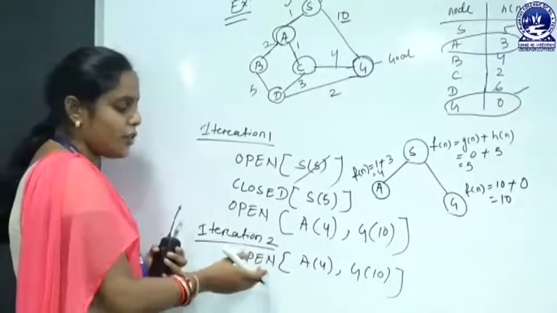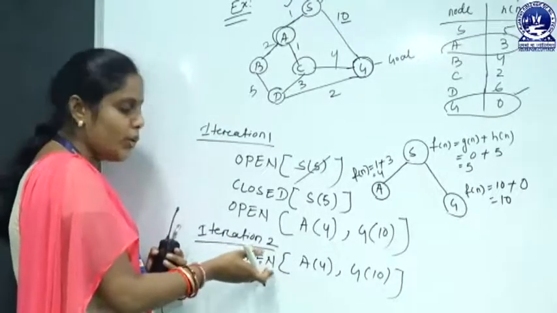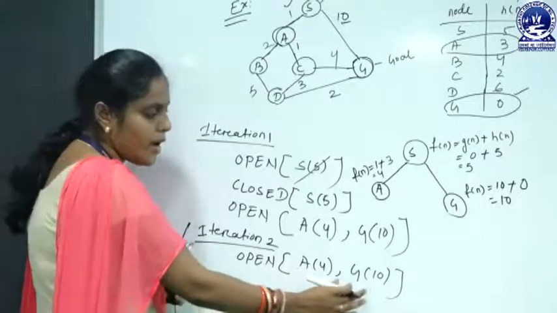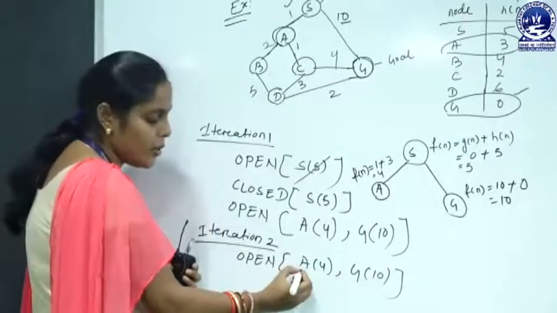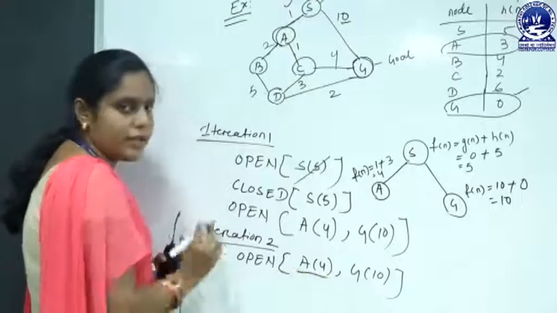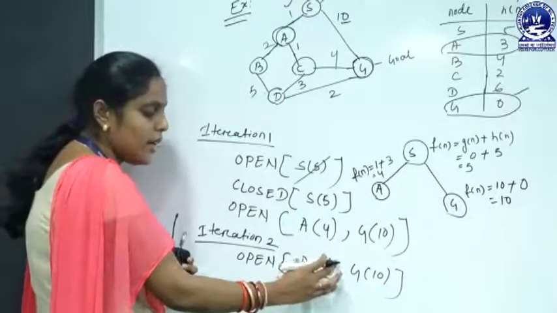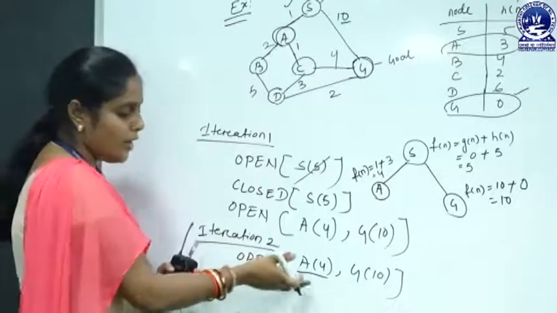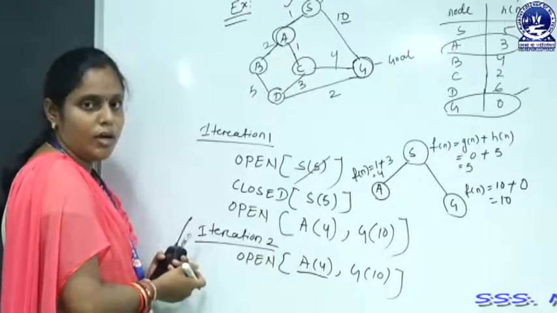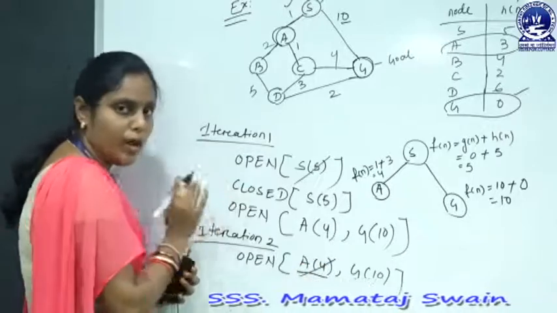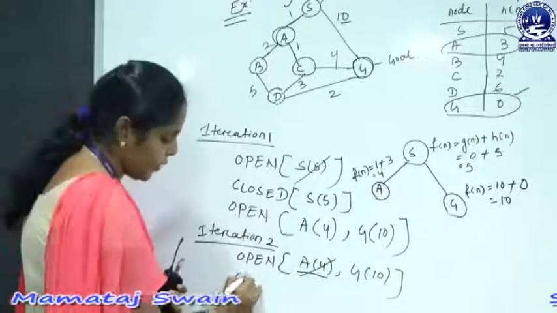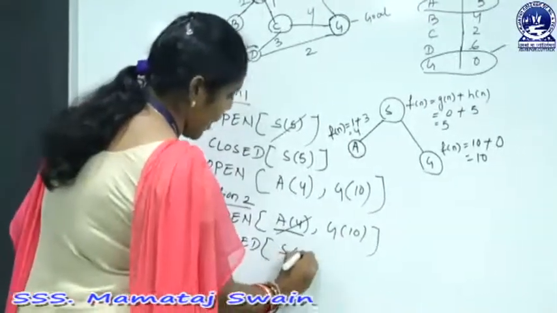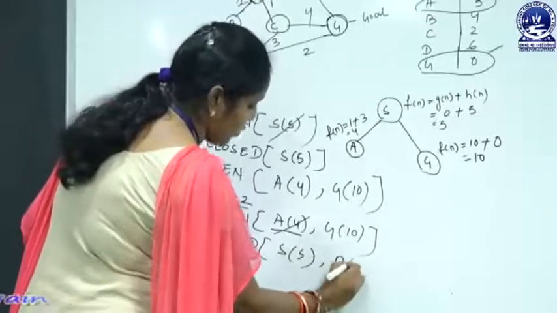Step 3 says that we select a node from this open list which has the lowest cost evaluation function value. From these two nodes, node A and node G, the lowest cost evaluation function value is 4 and the node is A. That means we select the node A and check whether this node is a goal node or not. But here node A is not our goal node. That means we remove this node from our open list and place it in our closed list. Now our closed list contains S5, then next A4.